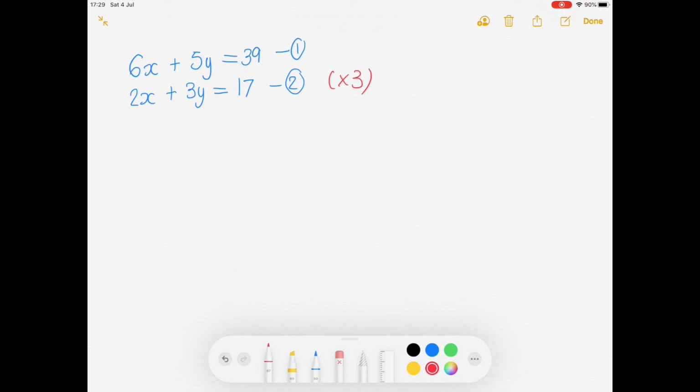So let's do that. Multiplying equation 2 by 3, I get 6x plus 9y equals 51. Okay, so I'm going to call this one equation 3. Equation 3 is just basically equation 2, but multiplied by a factor of 3. So the one that's left over is equation 1. So I'm going to write equation 1 back down here: 6x plus 5y equals 39.